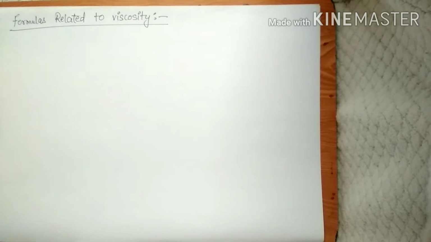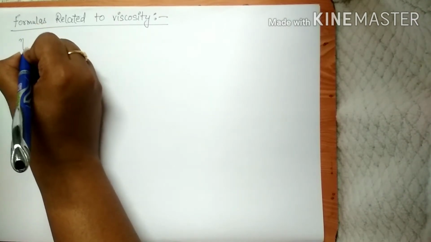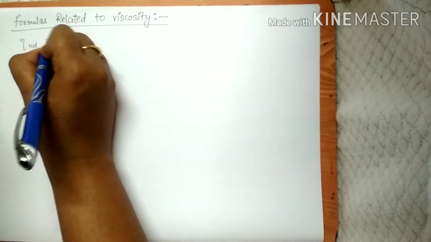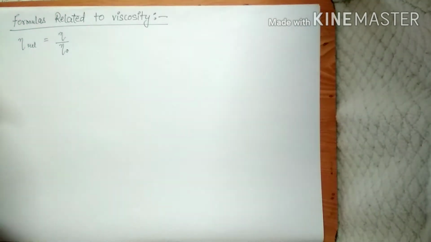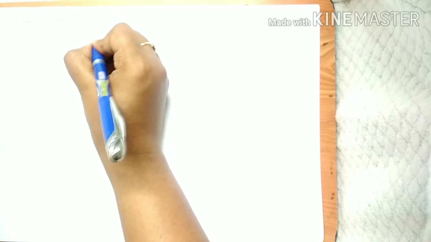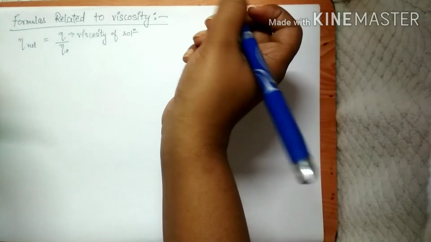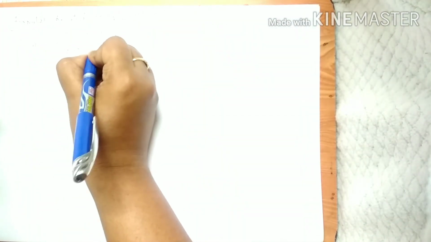So moving ahead, we'll start with the first formula, which is your relative viscosity represented by eta relative. Your relative viscosity is equal to eta upon eta naught, where eta is the viscosity of solution, here we are talking about the solution which is having the monomers as your solute, okay, and eta naught is the viscosity of solvent.